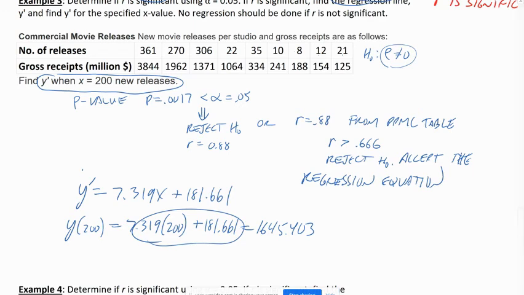So that tells us that if the number of commercial releases is about 200, then our gross receipts will be about, let's see, this is in millions, so about $1.6 billion.